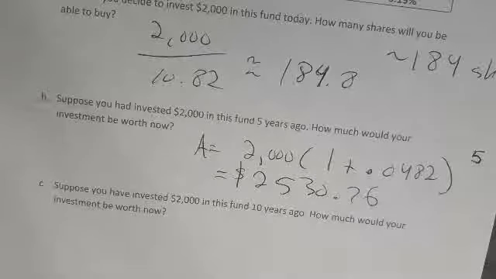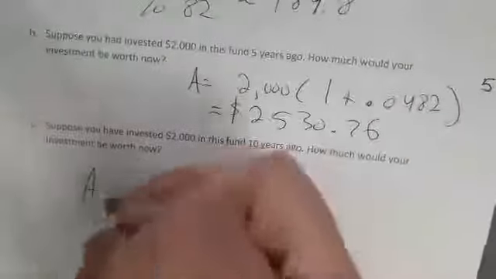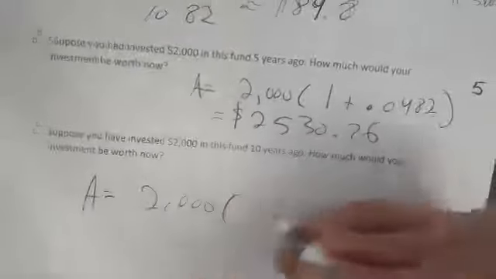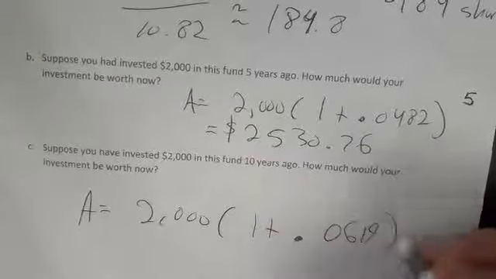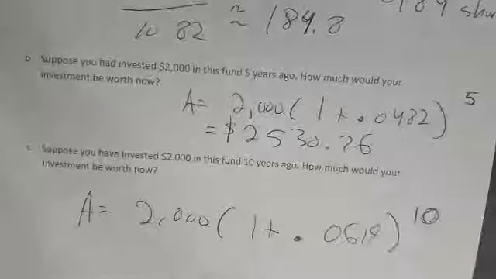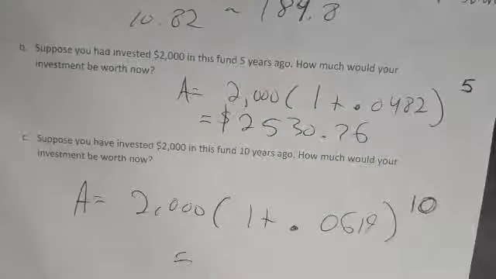Now I'm looking at the next one. Suppose you have $2,000 and you invested it 10 years ago. How much would your investment be worth now? The 10 years is going up by 6.19%. Same sort of problem. I have $2,000 that I'm originally investing. I'm doing 1 plus the percentage, 0.0619, and I'm raising it now to the 10th for the 10 years. So 1.0619 raised to the 10th power, and then multiplying by 2,000. This should be giving me 3646.42.